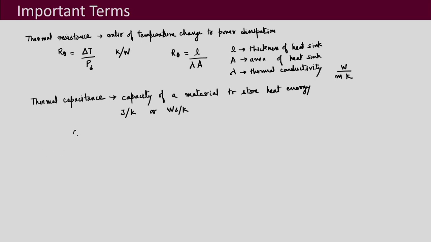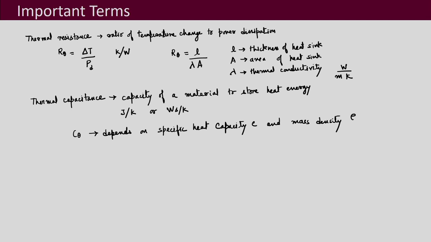And this, if we denote it by C theta, depends on two things. One is the specific heat capacity C, and another is the mass density. Now, specific heat capacity C is the amount of heat energy required to raise the temperature of a substance per unit mass, and the unit of C is joules per kilogram Kelvin.